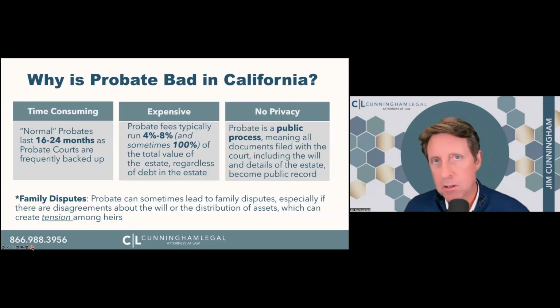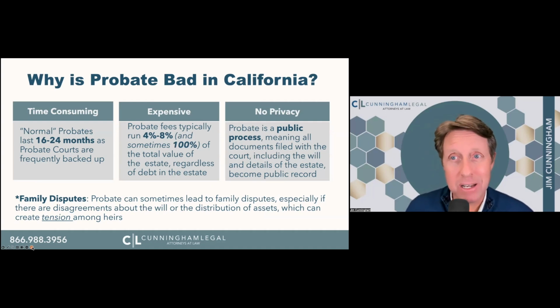Probate's bad. If you've been through probate, it's a living hell. Normal probate takes 16 to 24 months. The fees are 4 to 8% on the gross value of the asset. So if you have a house that's worth $1 million and a $950,000 mortgage, the probate fees are still $50,000. That wipes out, that's like a 100% probate fee.